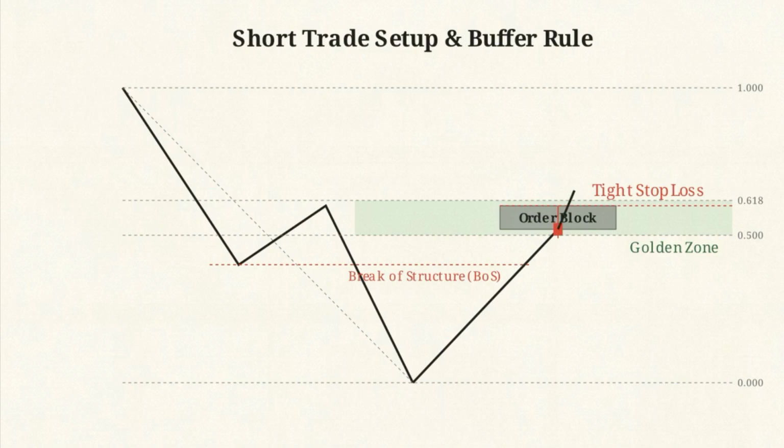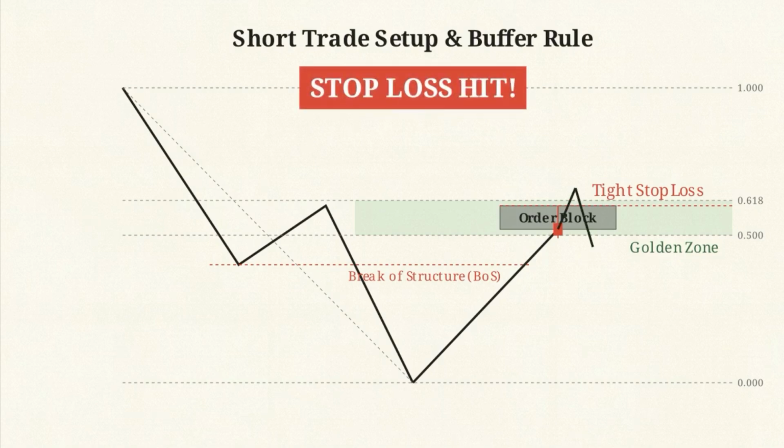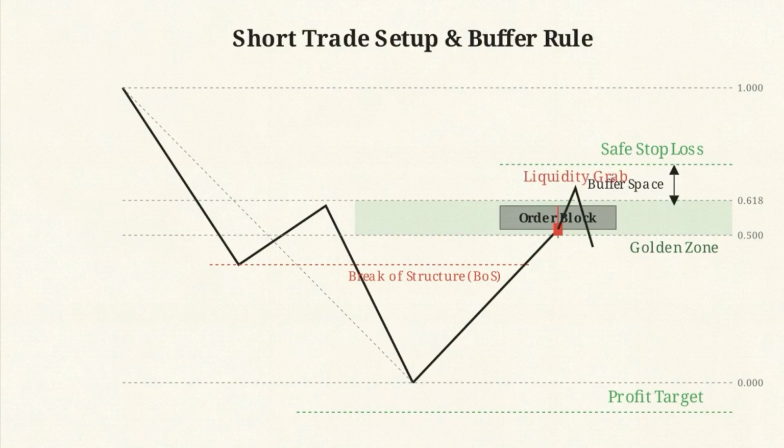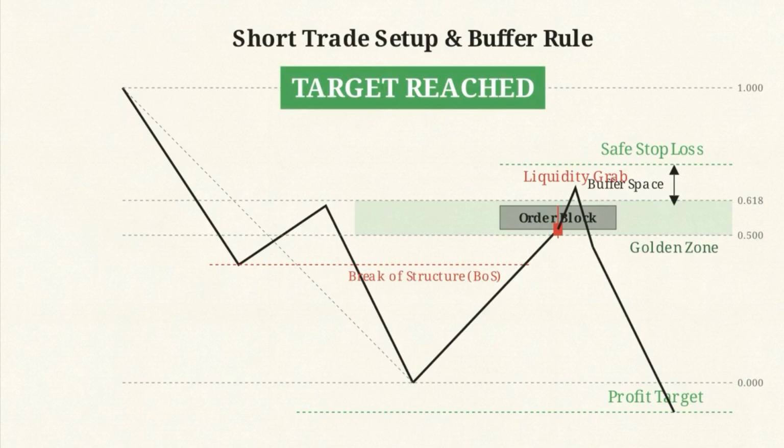The most common mistake is placing it perfectly tight against the top edge of the order block. In live markets, a sudden, sharp wick will frequently spike just past the structure level, trigger your stop loss, and then drop straight down to your profit target without you. To survive this, we use the buffer rule. We intentionally leave empty space above the structural level. This buffer absorbs those normal, quick liquidity grabs without knocking you out of the trade.